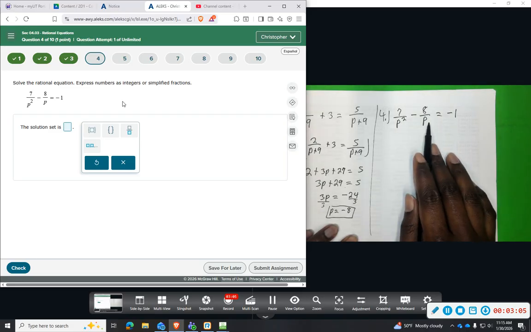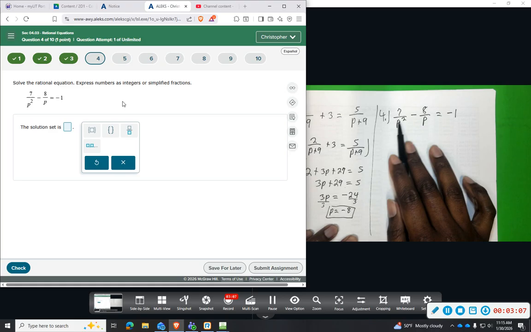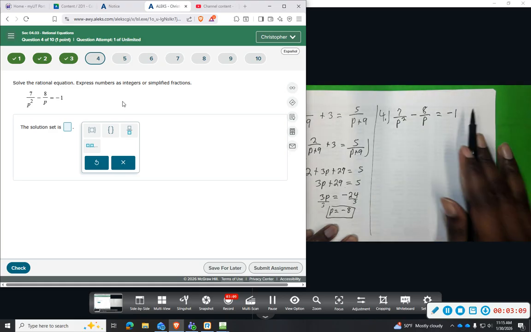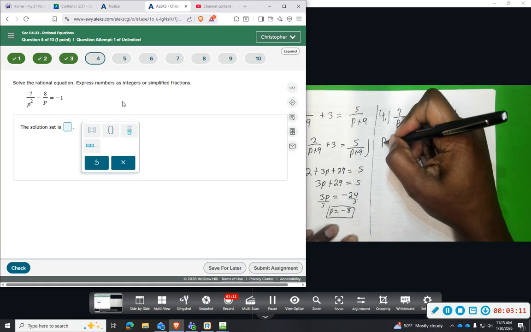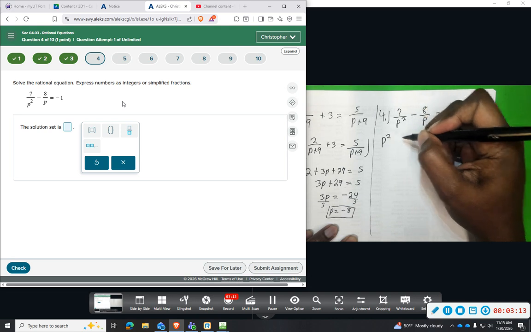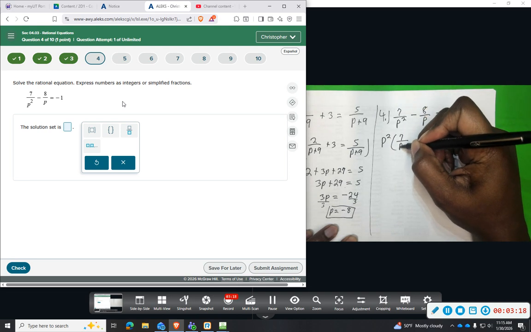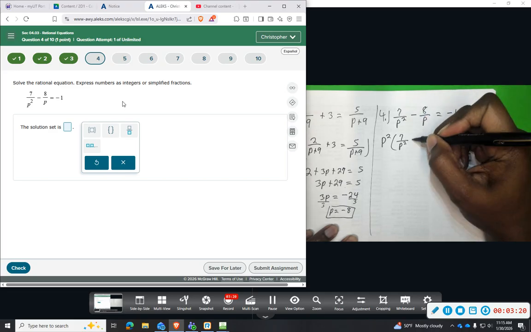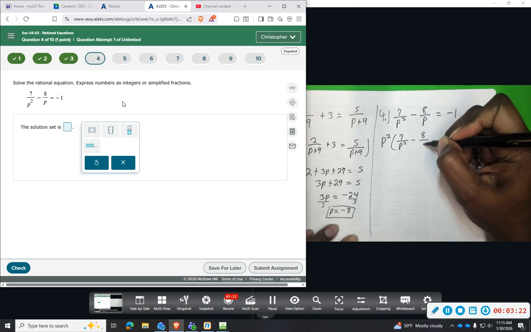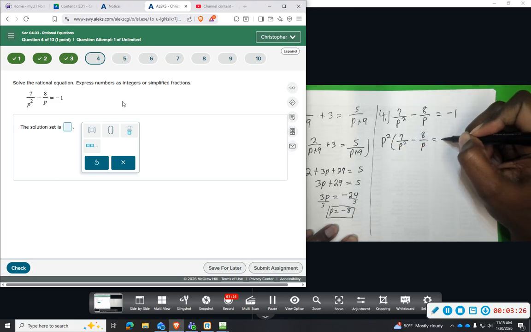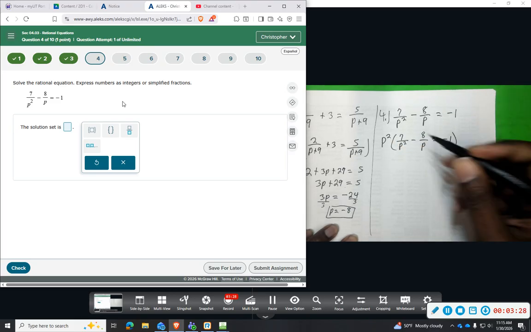P times p will give us p squared, so if I just multiply by the larger p squared, that will cancel out everything, or at least all the denominators. So I'm going to multiply p squared times the whole expression. Now in this example, I want to be careful to note that p cannot be equal to 0. If 0 comes to be a solution, we will get rid of it.